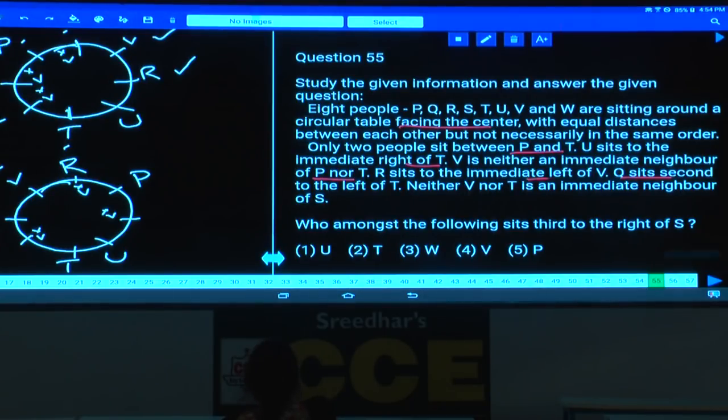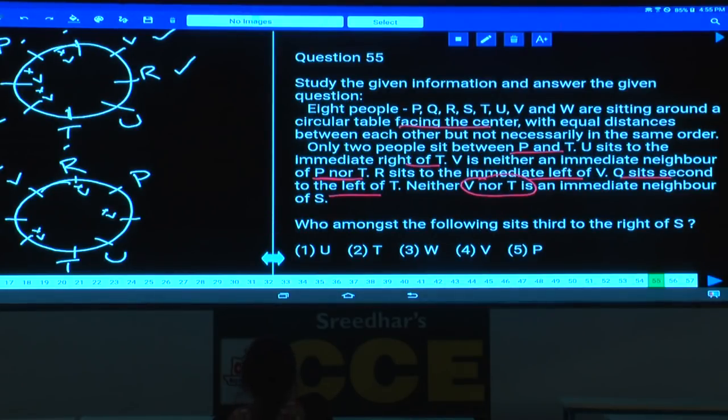R sits to the immediate left of V, we have taken this one. 2 people between P and T, U sits to the immediate right of T, V is neither an immediate neighbor of P nor T, R sits to the immediate left of V, Q sits second to the left of T, we have taken that information. Neither V nor T is an immediate neighbor of S.